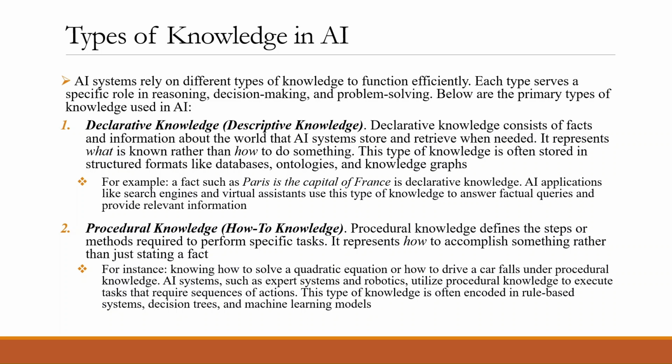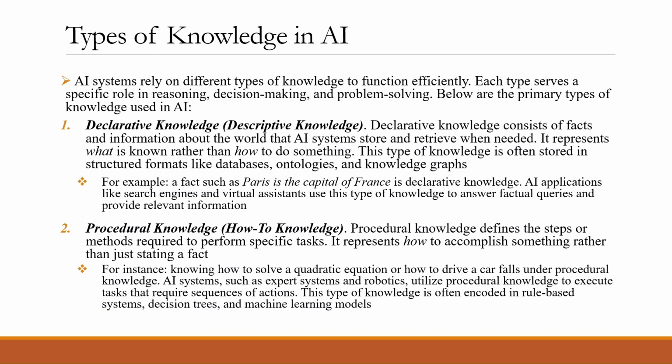For example, a fact such as Paris, the capital of France, is declarative knowledge. Artificial intelligence applications like search engines and virtual assistants use this type of knowledge to answer factual queries and provide relevant information.